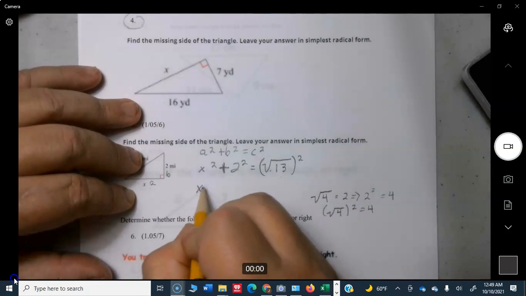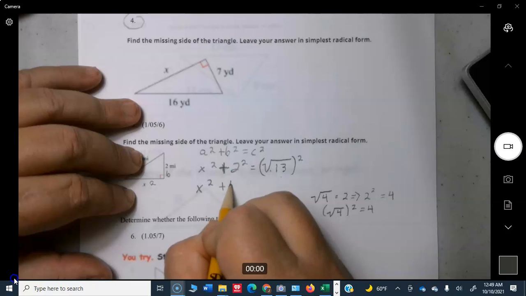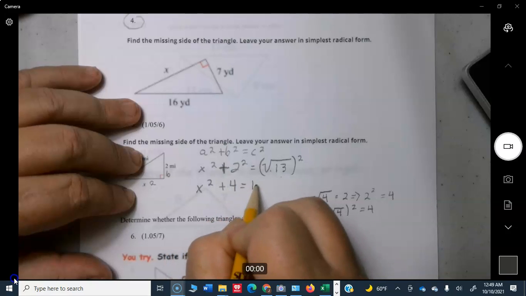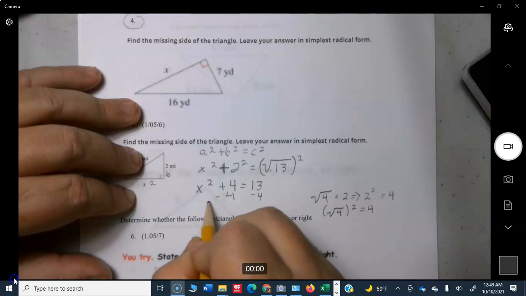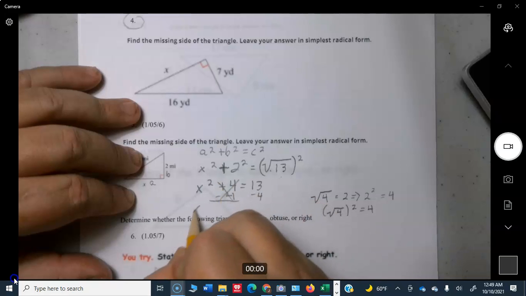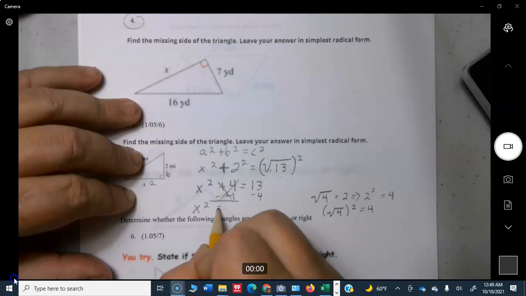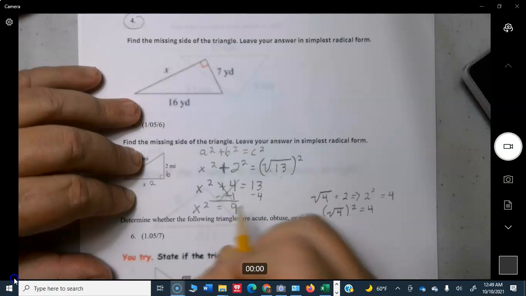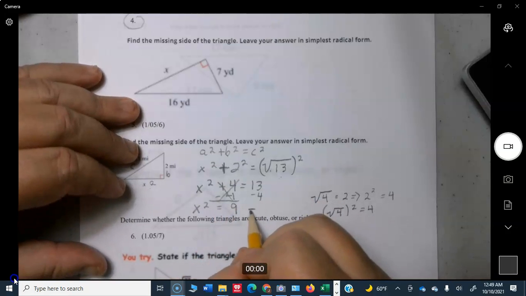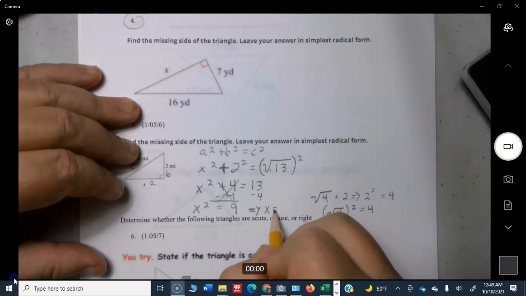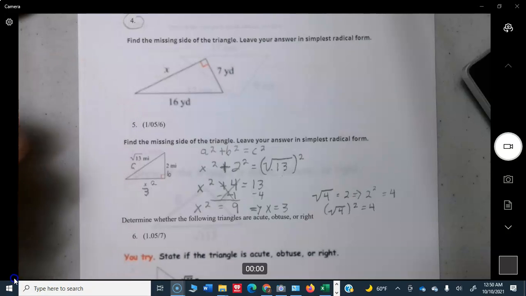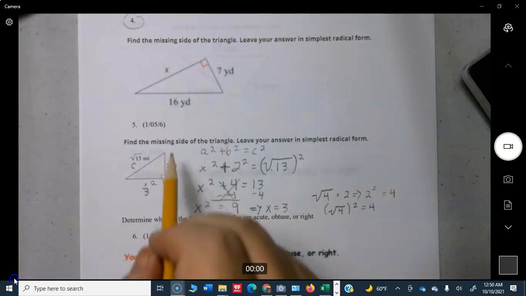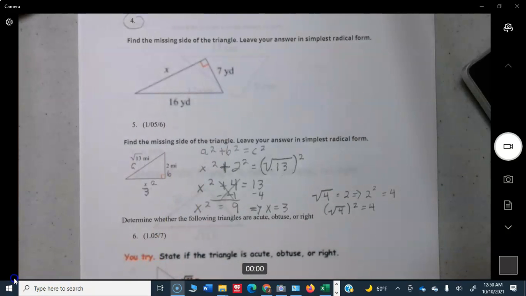So x squared plus 4 equals 13. Subtract 4 from both sides. This side goes away. You have x squared equals 9. And that means that x equals 3. So that side right there is 3. Okay, that's how you do that. Okay, you go ahead and do number 4. It's like the first 3.